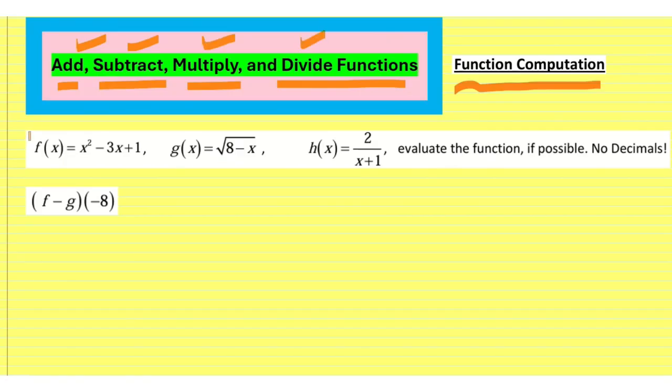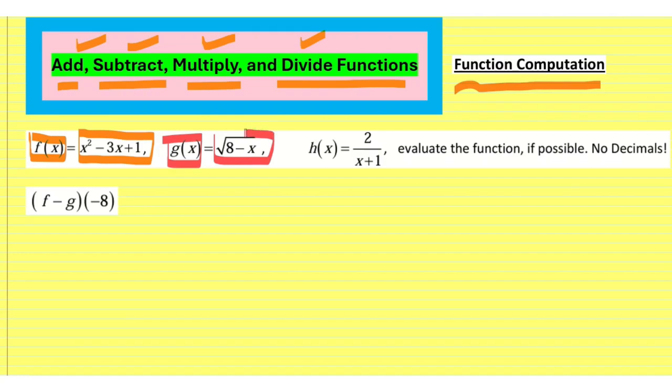Okay, the first function they give us is f of x, and the f of x function is x squared minus 3x plus 1. And the second function, g of x, is equal to the square root of 8 minus x. And then the h of x function is going to be 2 divided by x plus 1. And it tells us to evaluate the function, if possible, no decimals.